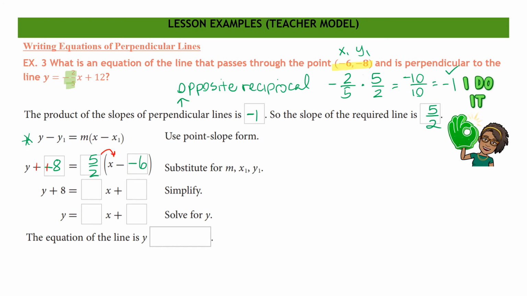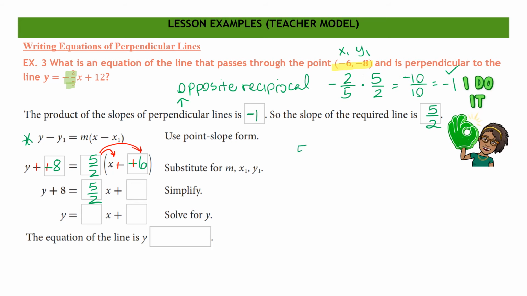And we're going to go ahead and distribute our 5/2 to everything inside of the parentheses. So that brings it down to y plus 8, and then we have 5/2 times x, which gives me 5/2 x. And then we have a negative and a negative here, so that becomes positive. And then remember, we have to distribute, so 5/2 times 6.